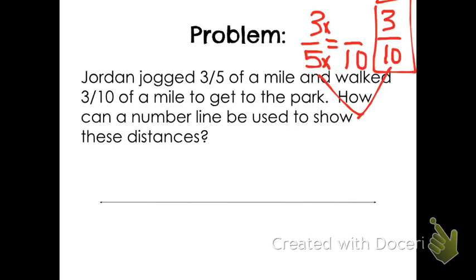the denominator of 10. So 5 times 2 is 10. Whatever I do to the bottom, I have to do to the top. So 3 times 2 is 6. So 6/10 and 3/10. Because I'm doing it that way, hopefully you've done that in your notes as well, I want you to also draw out this number line.